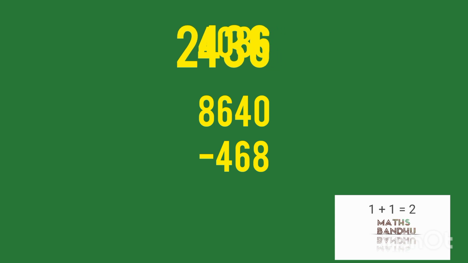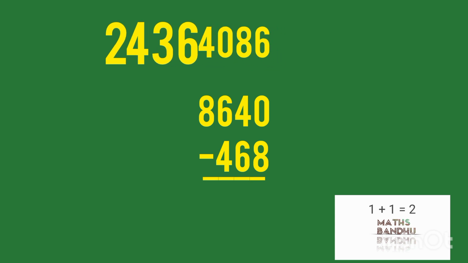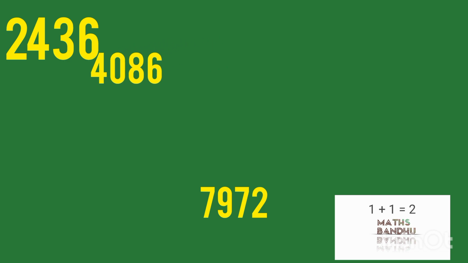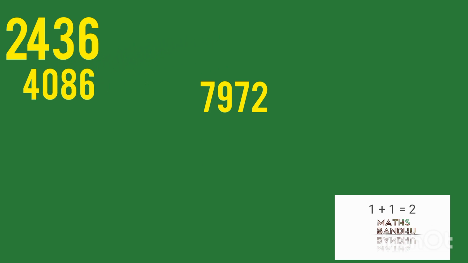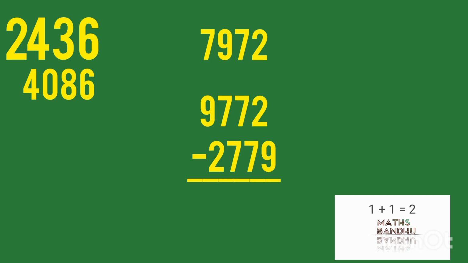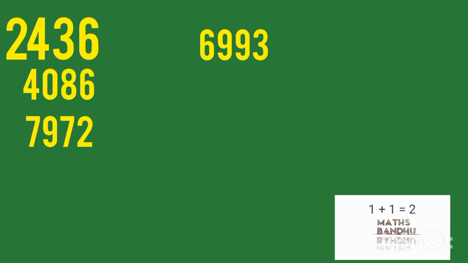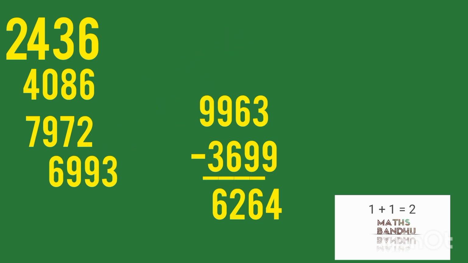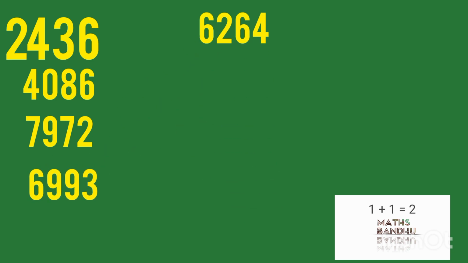Now we get 4086. Same process, descending order subtracted by the ascending order, and now we get 7972. Now the same process, descending order subtracted by the ascending order, you will get 6993. Now after this, you convert it into descending and ascending, and you will get 6264.